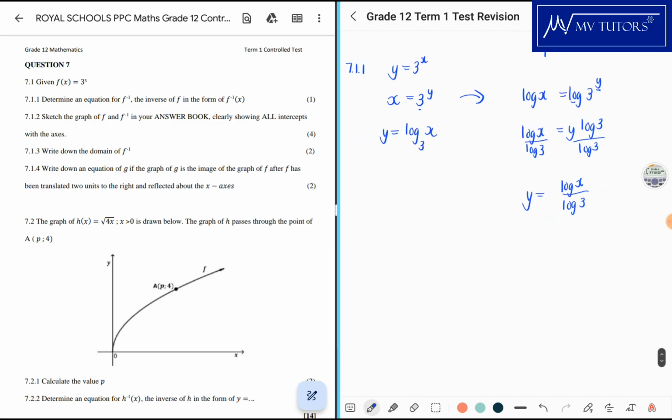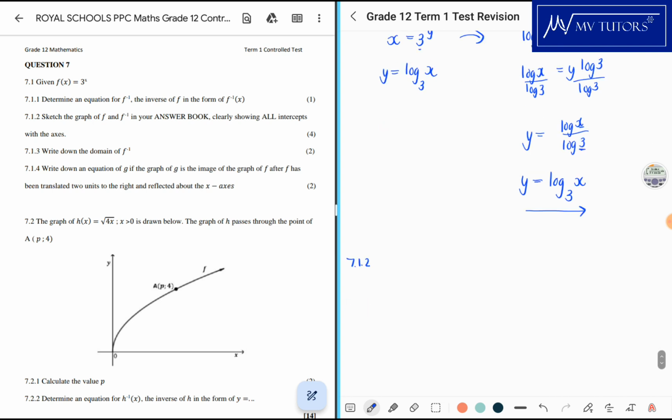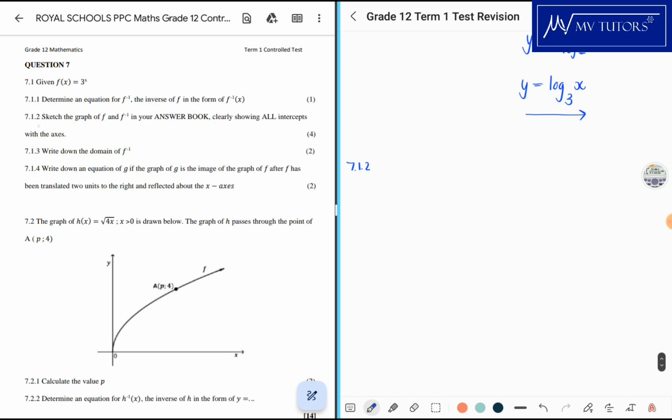You can take it a step further by saying in your denominator, this is your base. So you'll have log, your base will be the 3 and your numerator will just be the x. So that's a long way of getting it. But even though it's long, at least you know how to get it. Now it says, sketch the graph of the original function and its inverse in your answer book. So I already kind of gave you an idea of how the original function will look.